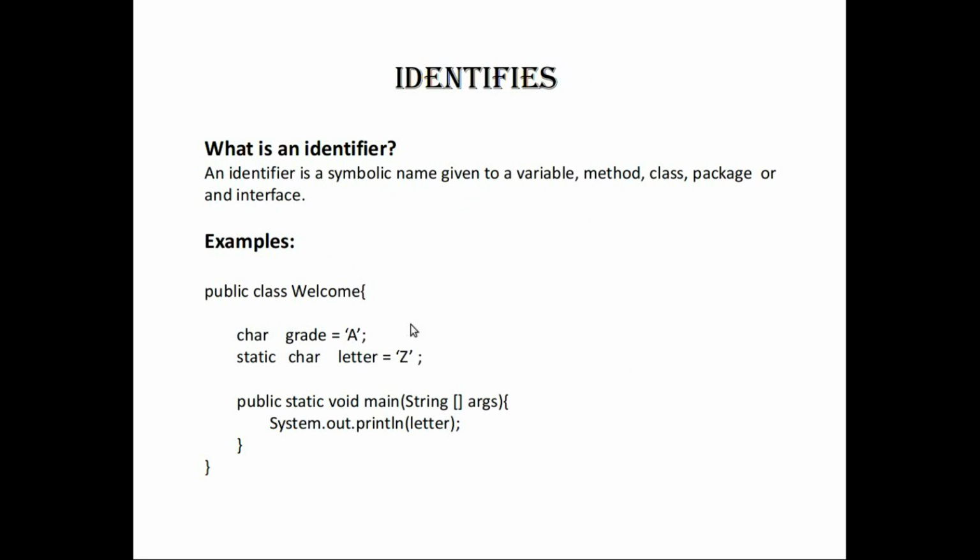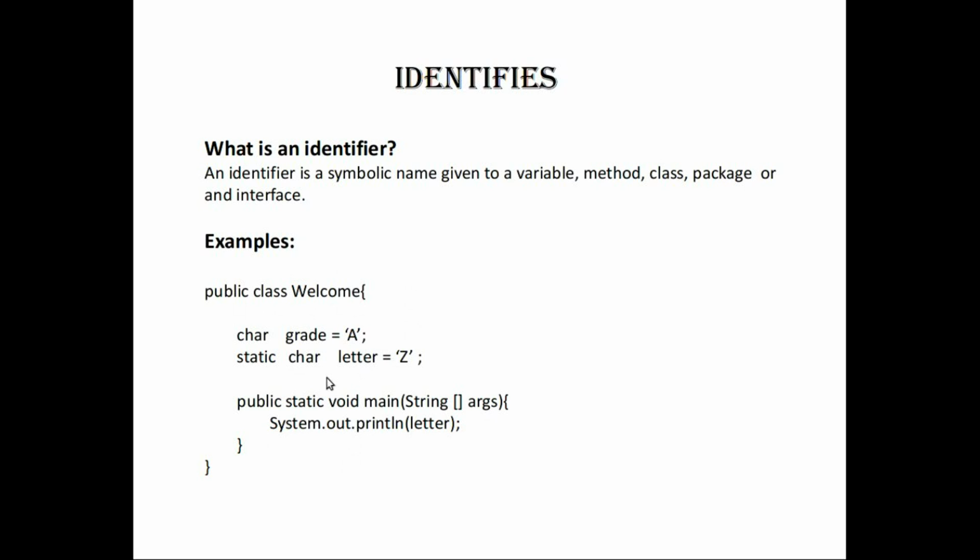So in this example, I have public class Welcome. Now, what are my identifiers in this short program that I have here? I actually have 1, 2, 3, 4, 5. I have 5 identifiers that I have written in this program. The first one is an identifier for the name of my class, which is Welcome.